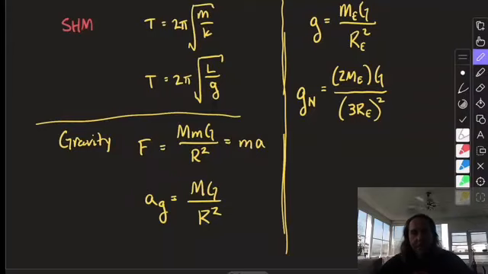What's the acceleration of gravity on the new planet? So you see how this really isn't a gravity or a simple harmonic motion question. It's about recognizing how they're related to their formula or function.